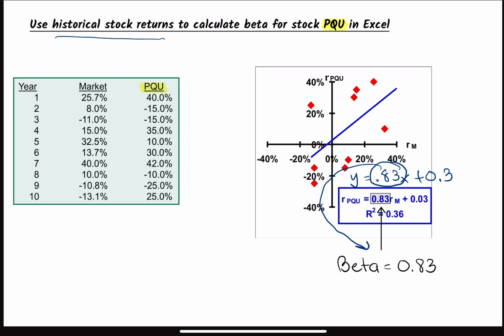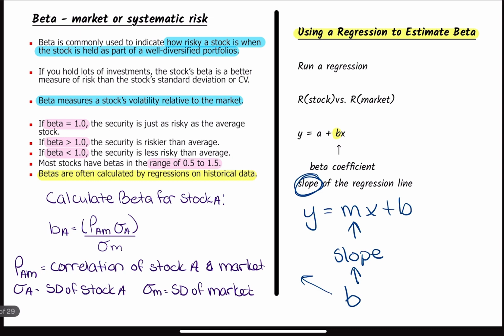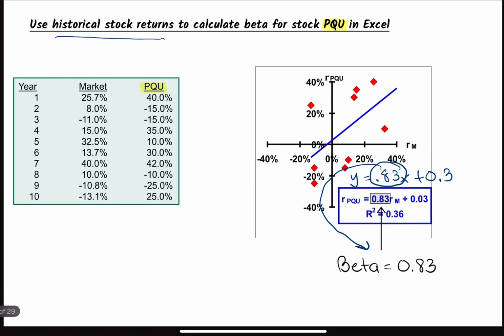Okay, so the closer to 1, or the larger, if it's greater than 1, it's riskier, right? If it's equal to 1, it's about as risky as the market. Less than 1 is less risky. Greater than 1 is riskier. And if it's equal to 1, then it's just as risky. So in this case, we have a beta of 0.83, which is less than 1, which means it's less risky than the average.